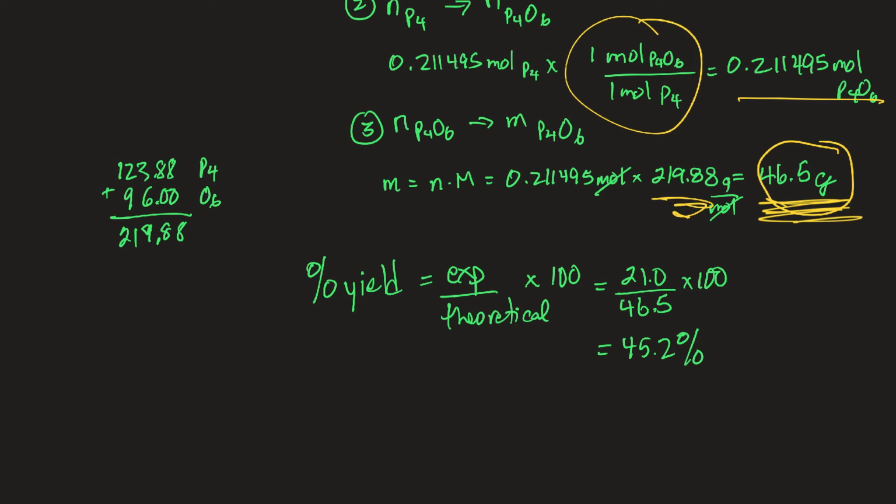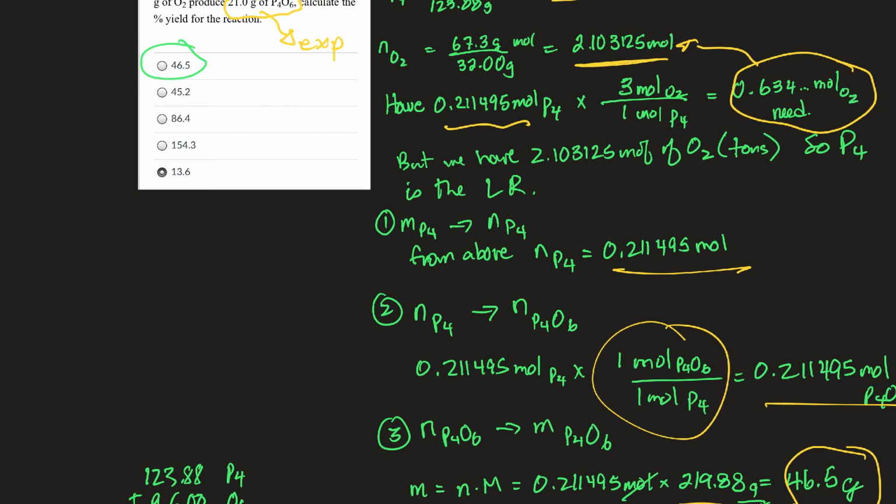And so I can use a percent yield formula. So this is how much I got in the experiment, divided by how much I get when I do the stoichiometry, theoretical, times 100. And I came up with 45.2. Is that one of the answers?